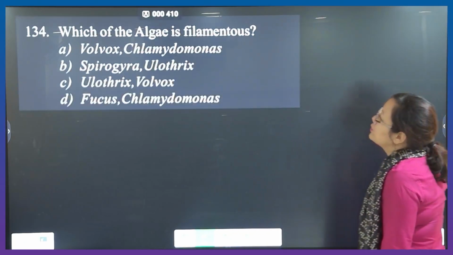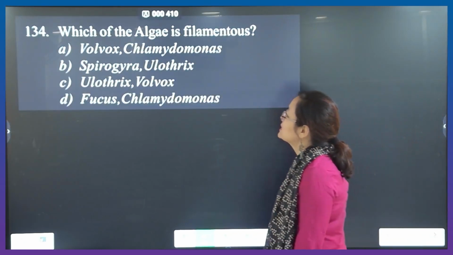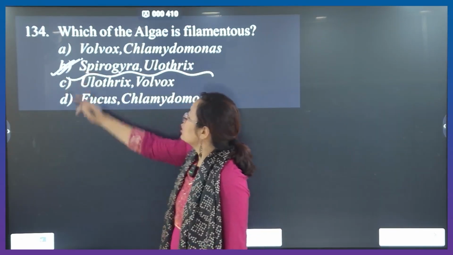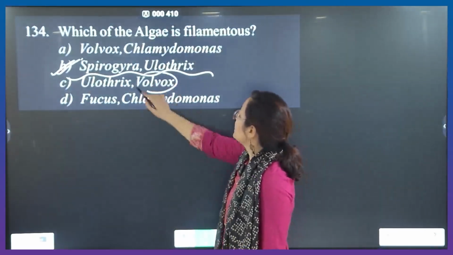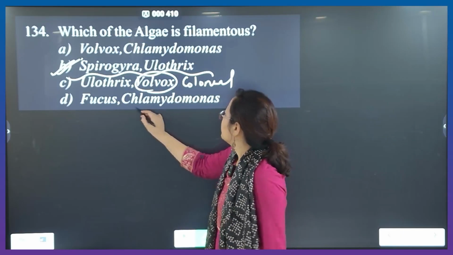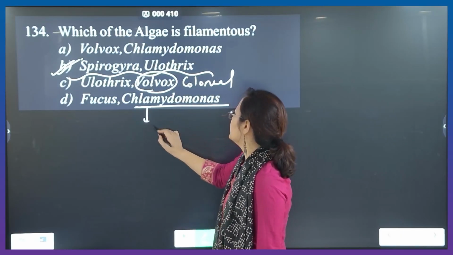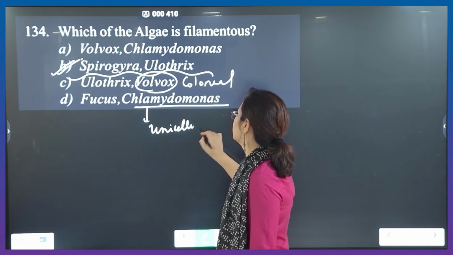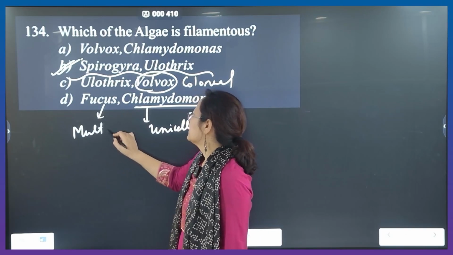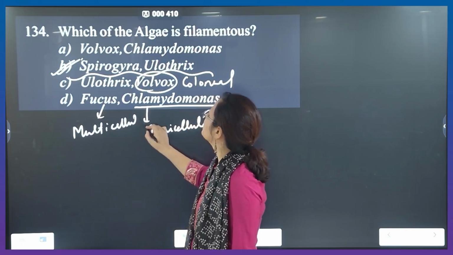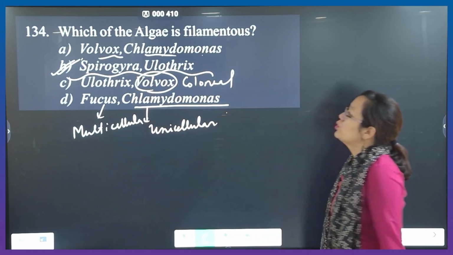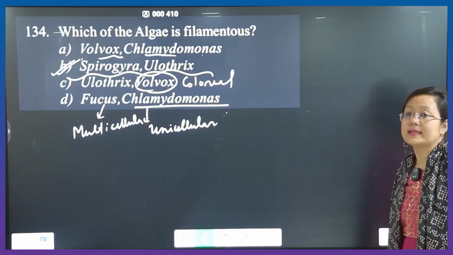134. Which of the algae is filamentous? Filamentous algae will be Spirogyra and Ulothrix. This will be colonial. This will be unicellular. Fucus is multicellular and macroscopic. Colonial, again this will be unicellular. So Spirogyra and Ulothrix are green algae and filamentous.